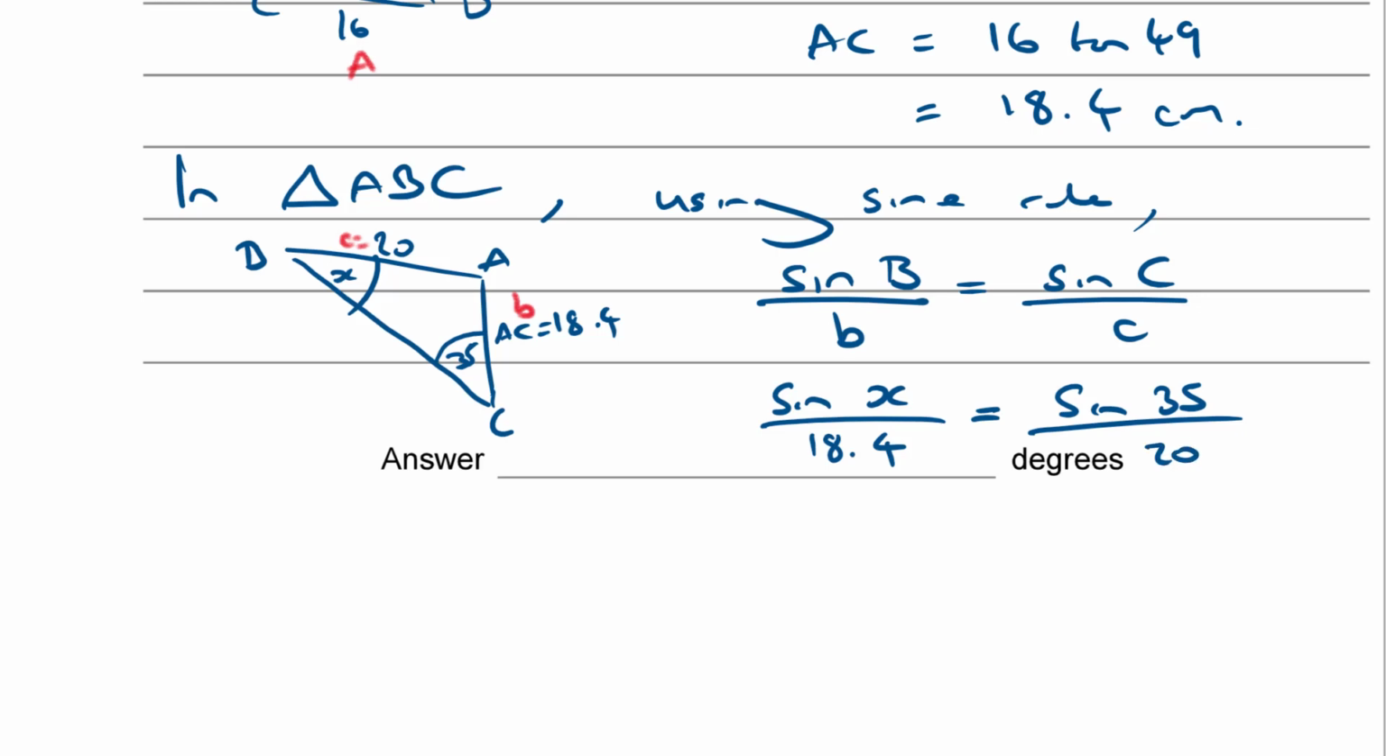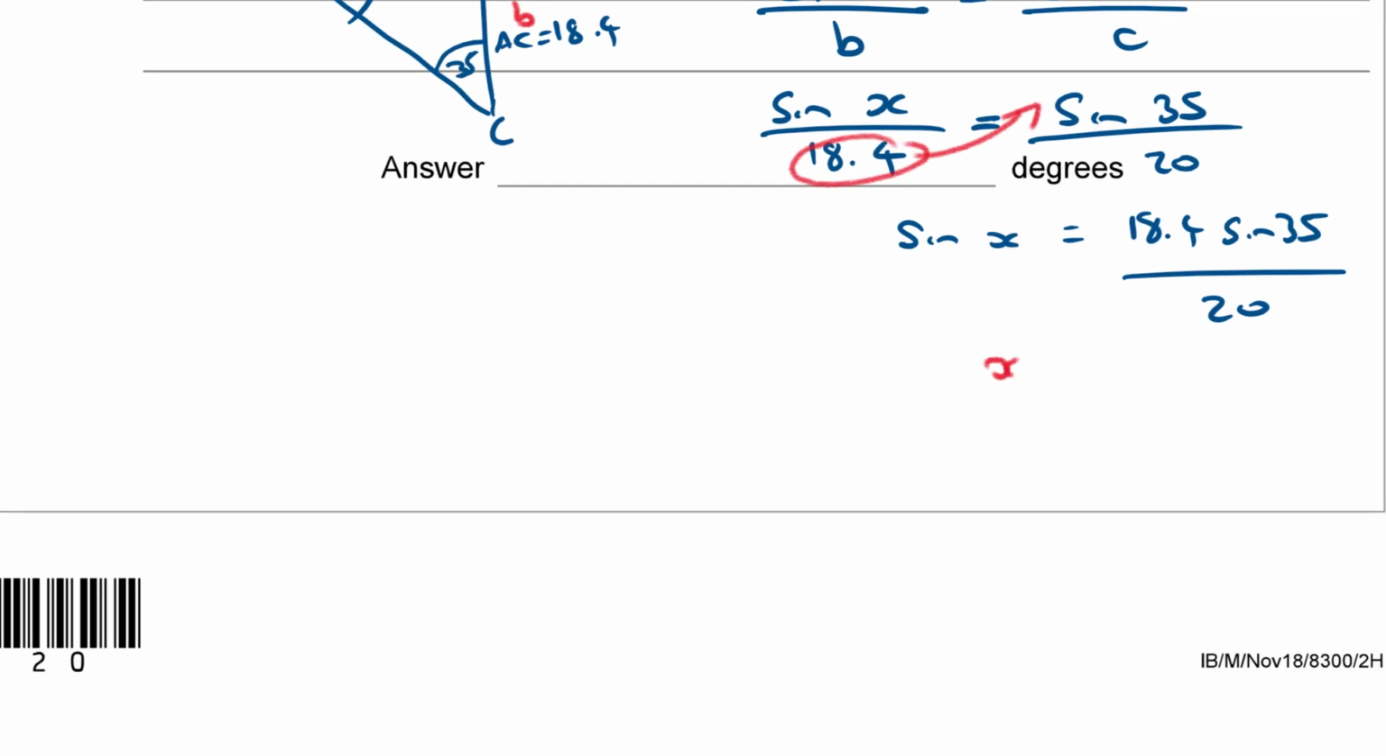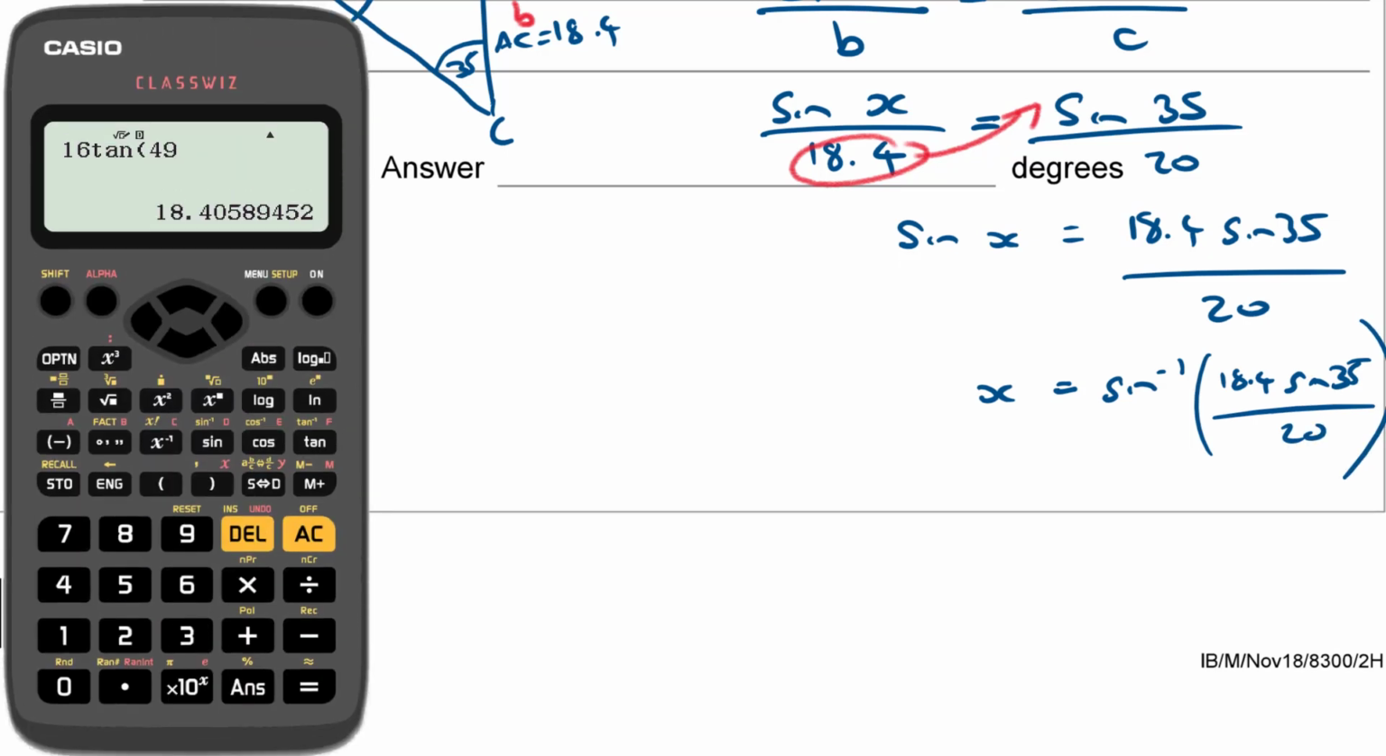which is 20. So rearranging that for X, I'm going to get sine X is equal to 18.4 sine 35 over 20. All I've done is kind of cross multiplied that up there, haven't I? Okay, so sine X equals 18.4 sine 35 over 20. And what I then want to do is inverse sine that to find the answer. So I want the inverse sine to get X from there. So that's going to be sine to the minus 1 of that then, isn't it? 18.4 sine 35 over 20. Okay, that's what I'm going to type into my calculator then.